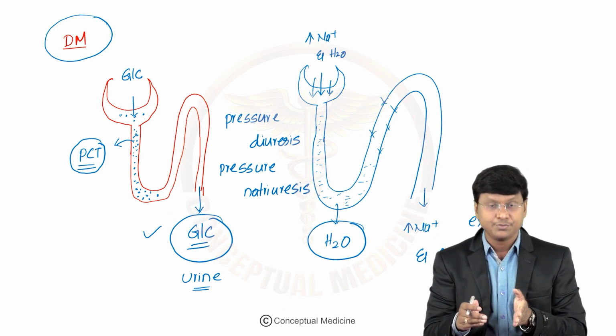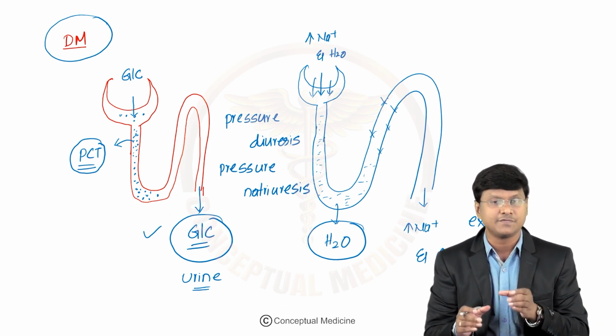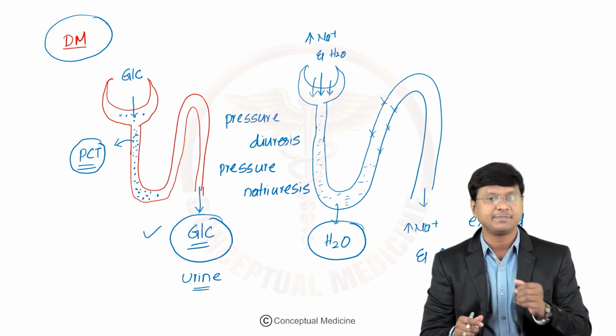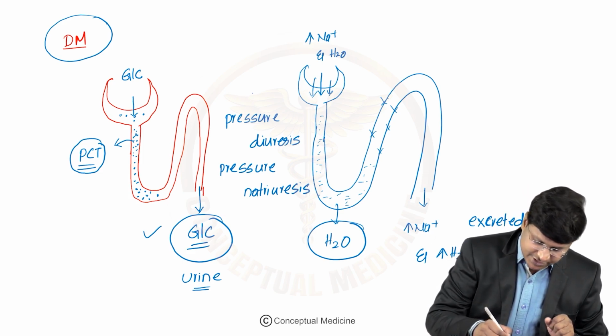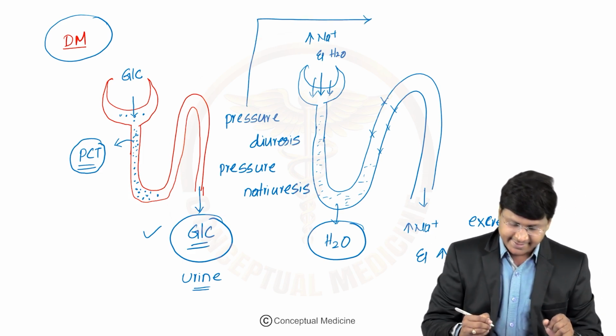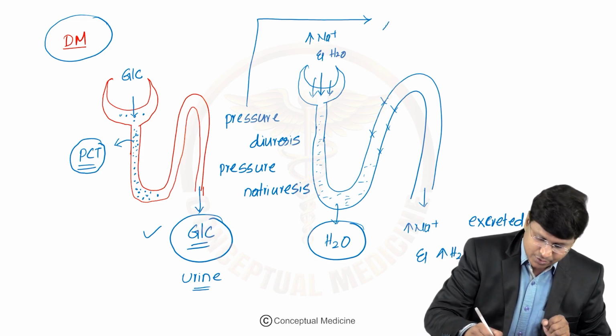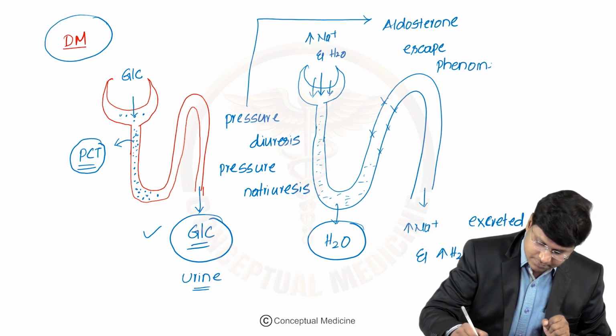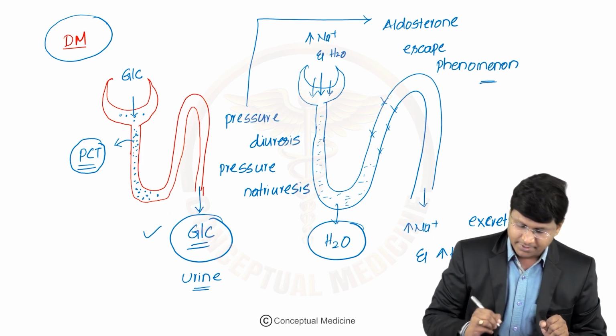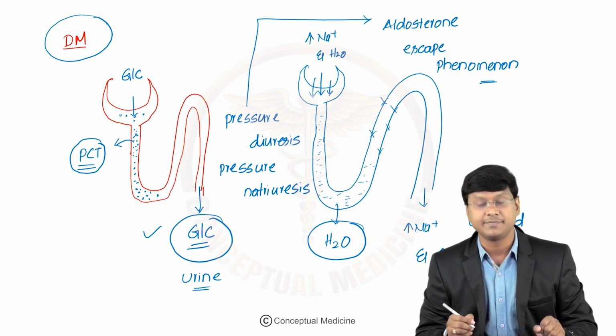The tubule is under very high pressure of sodium and water, and thereby there is pressure diuresis as well as pressure natriuresis. Now this phenomenon is called the aldosterone escape phenomenon.